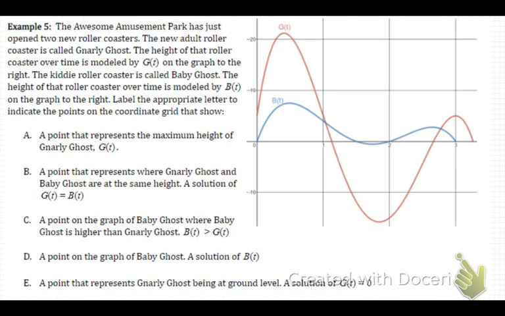Okay, so on that graph, we have our Gnarly Ghost, which is our extreme roller coaster, and our Baby Ghost, which is our little kiddie roller coaster. So which one is the Gnarly Ghost? What color? Is it red or blue? Red, it's the big one. And then what color is the Baby Ghost then? Blue, the little one, okay?